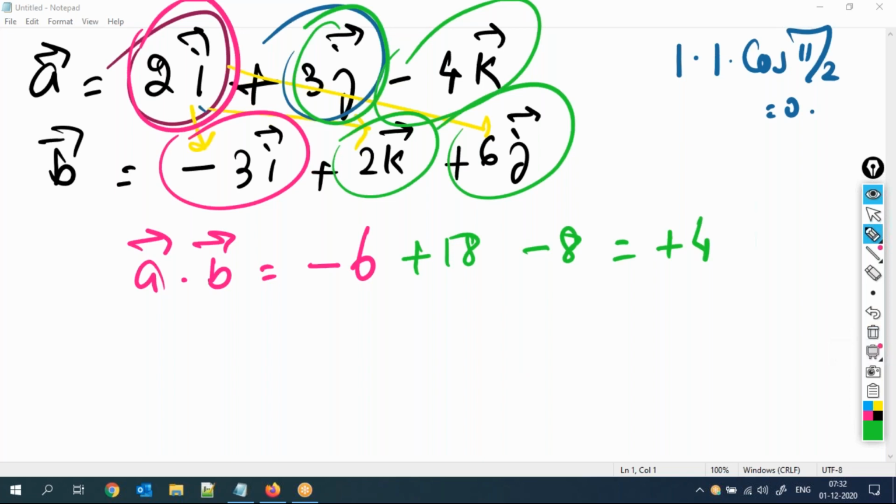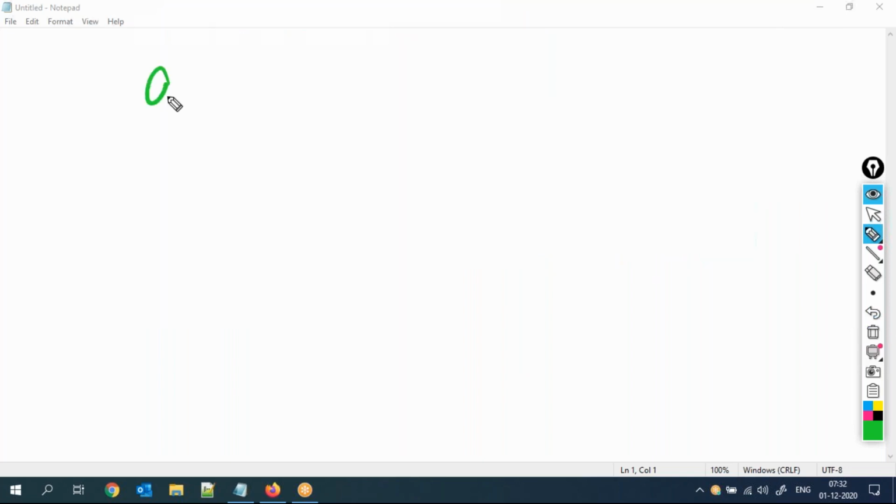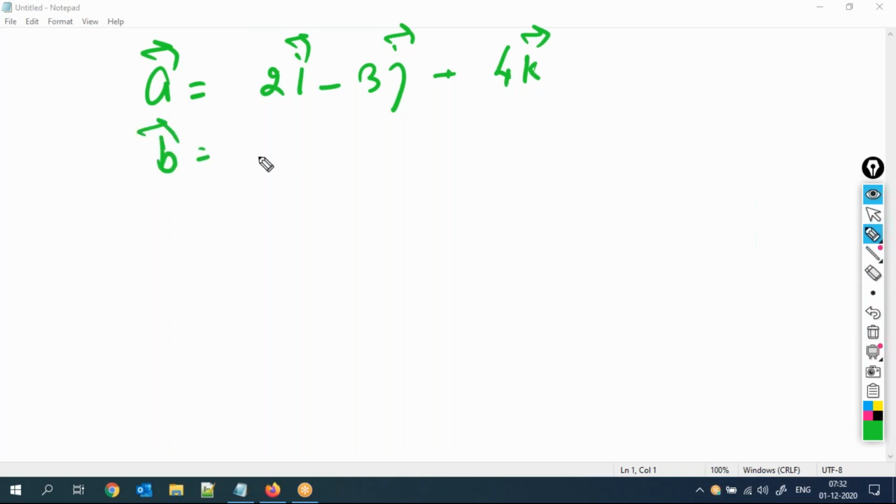What if I have a equal to 2i minus 3j plus 4k and b is equal to minus 2j plus 5k minus 3i? How will you do it?